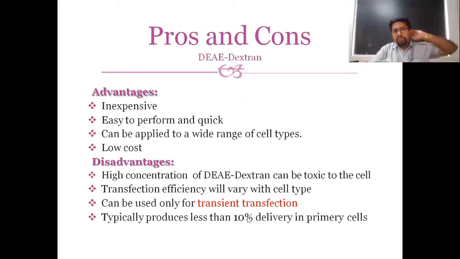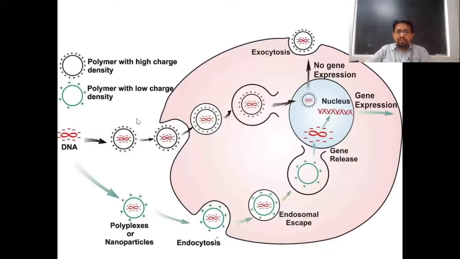This is inexpensive, easy to perform, and can be applied to a wide range of cell types. And this can be used only for transient transfection, not for stable transfection. Sometimes the efficiency will vary. So, as you can see here, students, please take note of all these diagrams. It might be helpful for you, and how DNA gets complexed with these molecules and results. Please, this is quite important from the examination point of view.